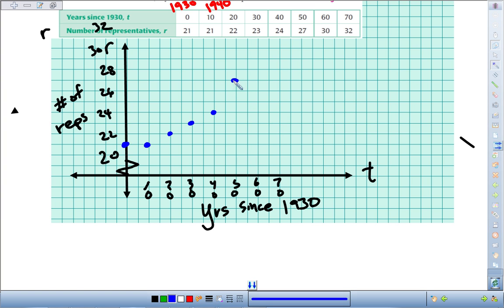So big spike that year. 60, 30, there's 60. Let's work our way up to 30, which is right there. And then 70, 32, over 70, up 32, there's 31. 32 is going to be right about there. So notice we don't have perfectly linear data. But for the most part, this is growing, an upward trend. The more years go by, the more reps Texas has, and it's growing at a fairly linear pace.